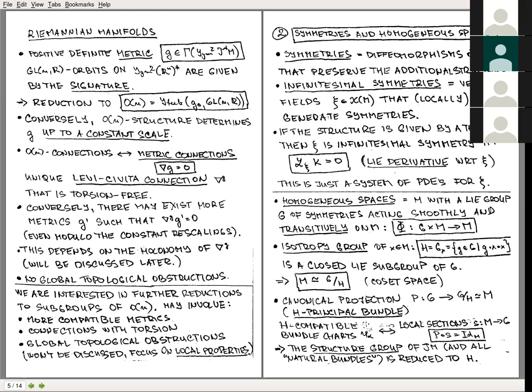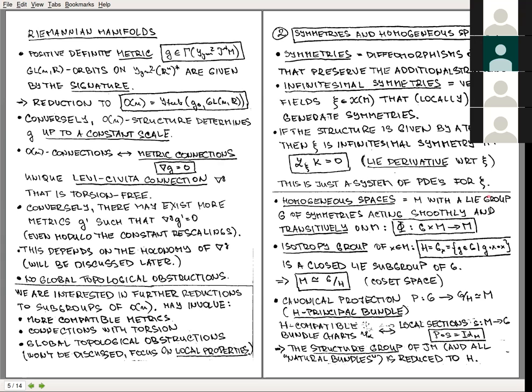If the structure is given by some tensor K as a stabilizer of the value of K, then the vector field Xi is an infinitesimal symmetry if and only if the Lie derivative of the structure tensor along the vector field is zero. And this is basically just a system of partial differential equations for Xi, as we will see in the case of Riemannian geometry.